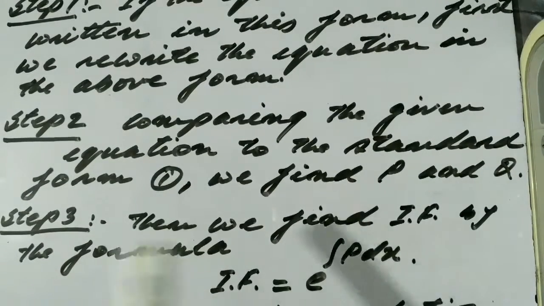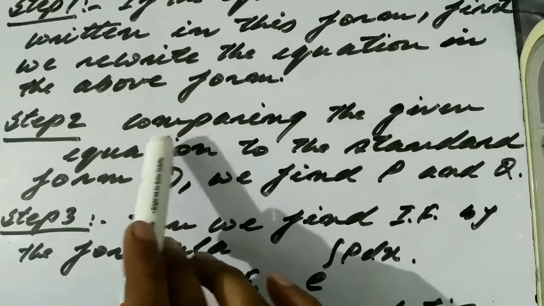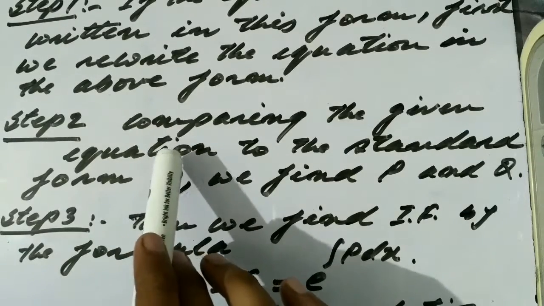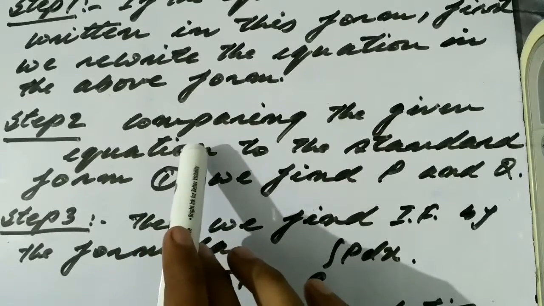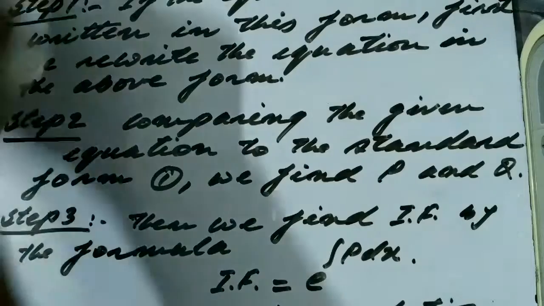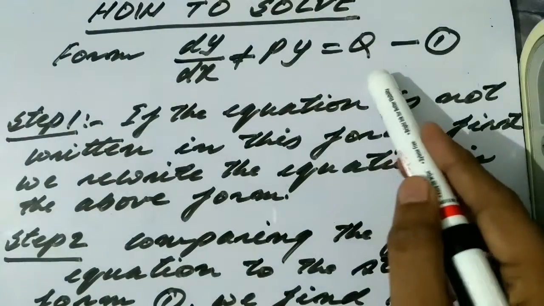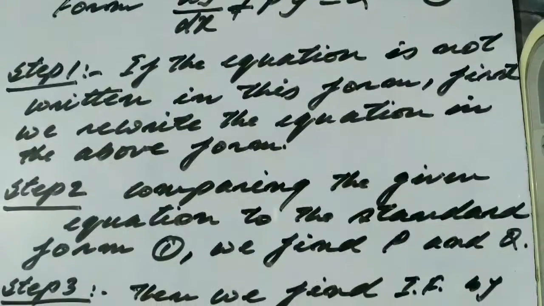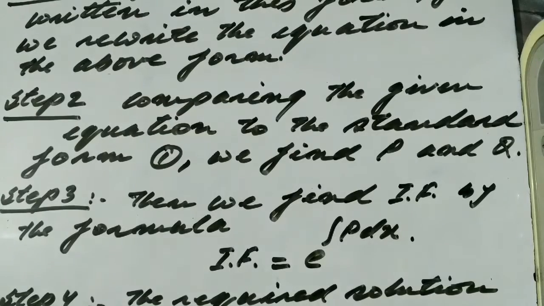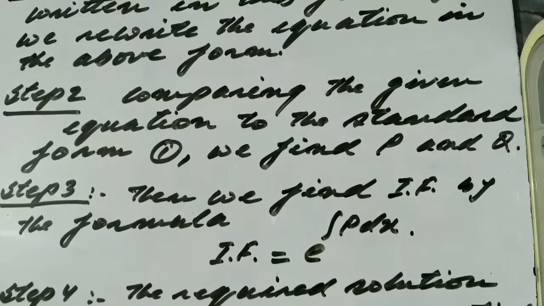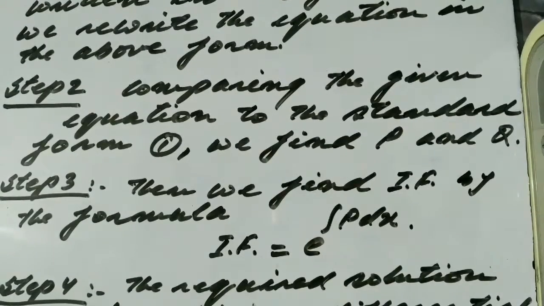Now step 2. In this step 2, we compare the given linear differential equation to the linear differential equation with equation number 1 and find P and Q. Comparing the given equation to the standard form 1, we find P and Q. Then in step 3, we find the integrating factor, which is written IF in short, by the formula: integrating factor is equal to e raised to the power integral P dx.